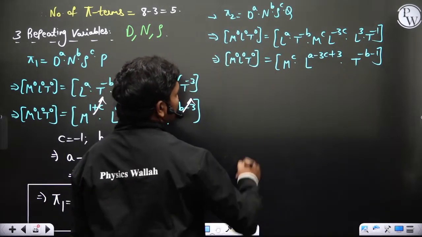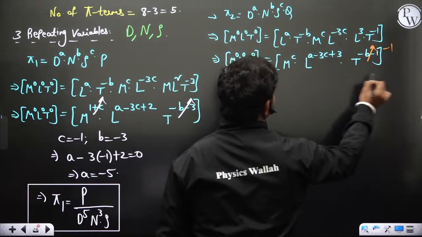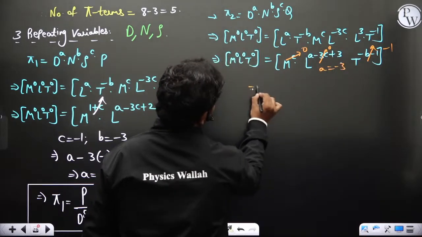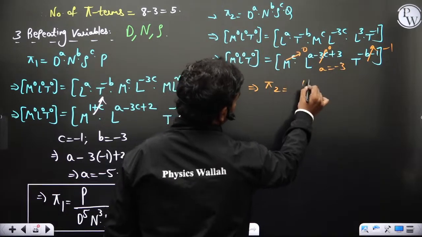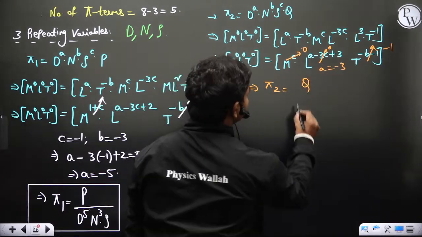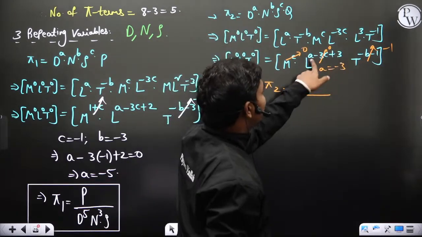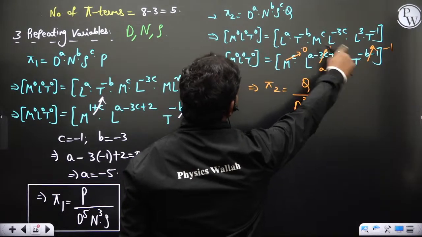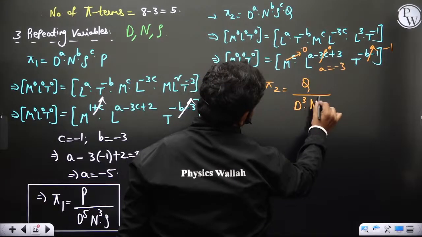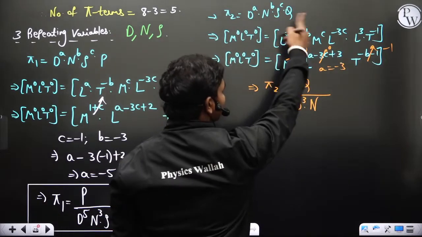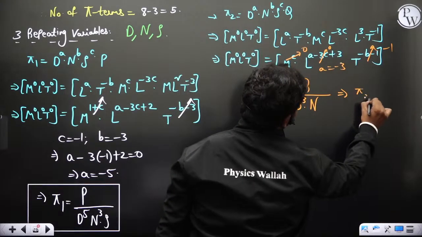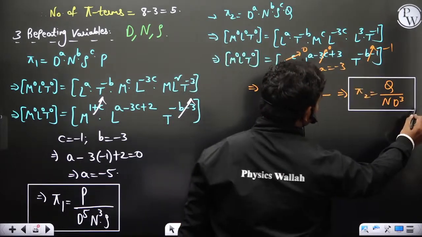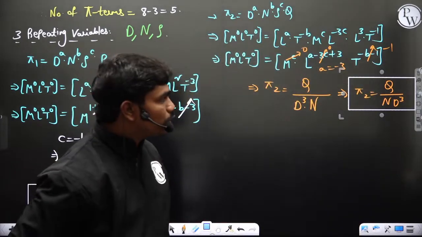Okay, so now let's see, b is minus 1 clearly, so c has to be 0. So if you put c is equal to 0, a equal to minus 3, correct? So this term gives you pi 2 is equal to Q, then a is negative, b is negative, c is 0 anyhow, so D power a, so a value is minus 3, so D cube into b is minus 1. So N power b, c is 0, so rho power c, that is 1. So this implies your pi 2 is equal to Q by N D cube. So this is another dimensionless term which is actually equal. Okay, so pi 2 is Q by N D cube.